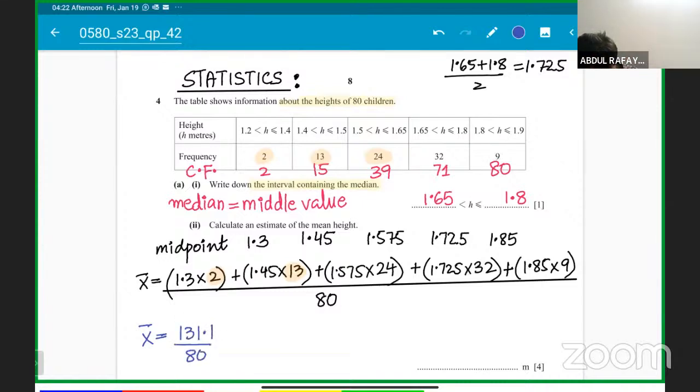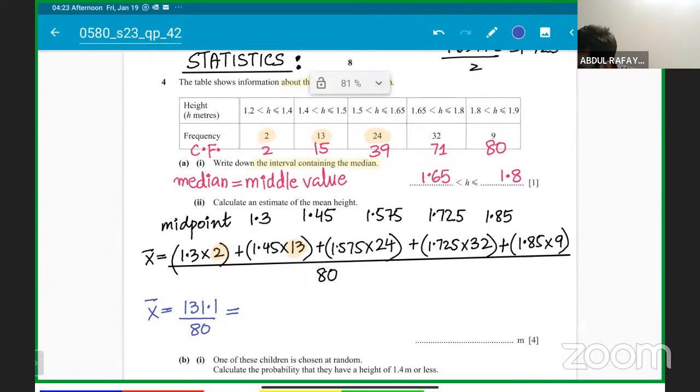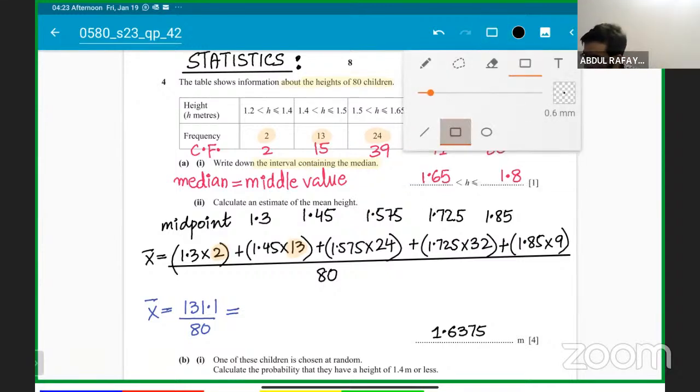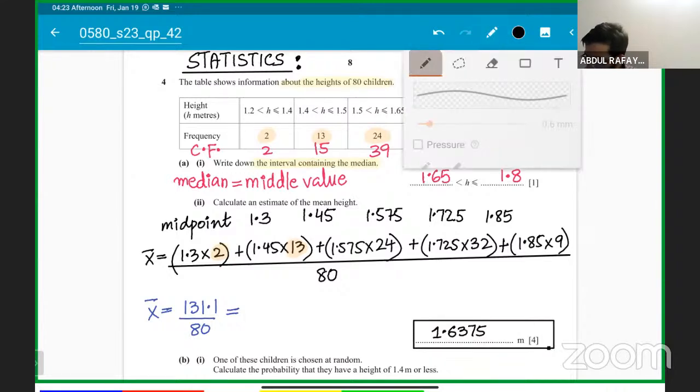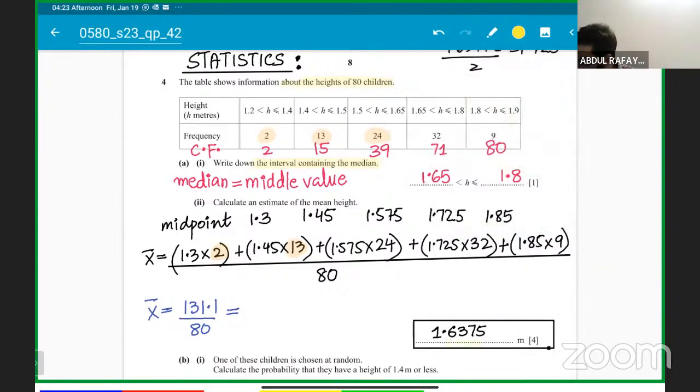So I'm getting 131.1 divided by 80. So the mean, students, basically should be coming 1.63875. In this case, you can write it as it is, not a problem, or you can round off to 1.64 as well. Okay, everyone getting it? But I'll write it as it is. 1.6375 is the mean. On average, the mean height of the children is 1.6375 meters. Okay, everyone clear on this? Any questions? Let me know.